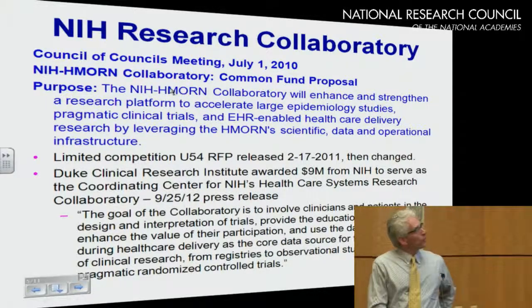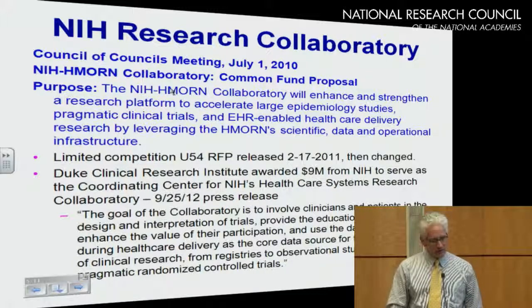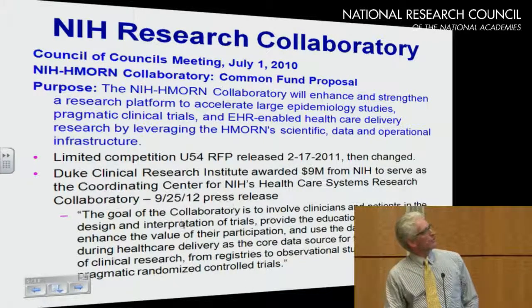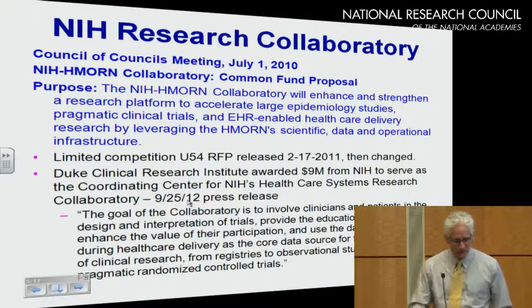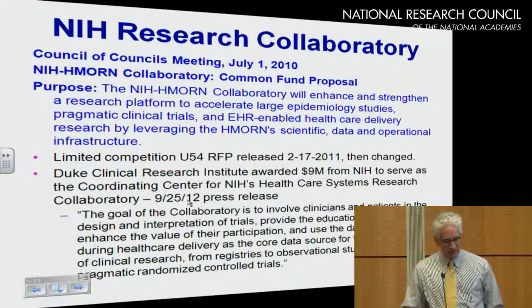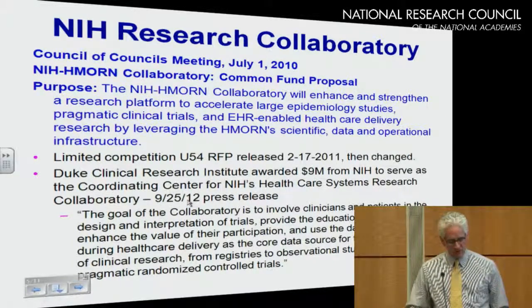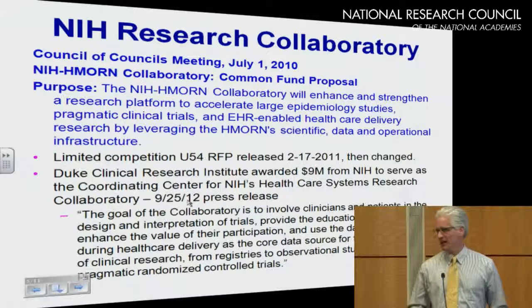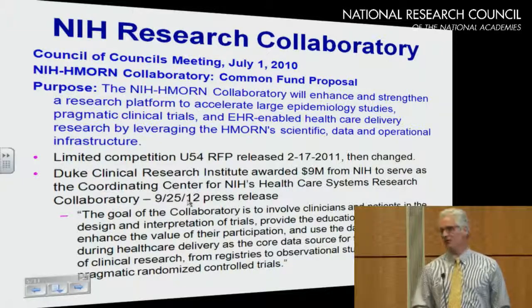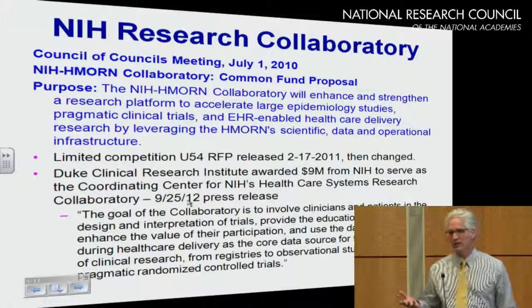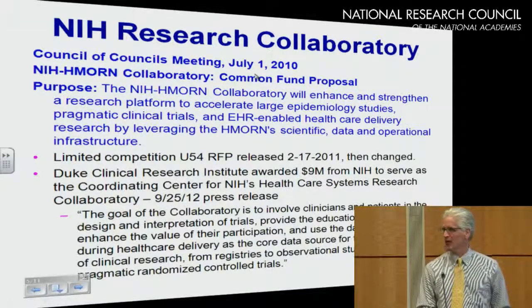So there was a limited competition U54 RFP that was released in February of 11, but then it was changed, and ultimately an award was given to the Duke Clinical Research Institute, $9 million from NIH, and the goal of that changed. In their September of 12 press release, they said the goal of this collaboratory was to involve clinicians and patients in the design and interpretation of trials, provide the education needed to enhance the value of their participation, and use the data collected during healthcare delivery as the core data source for the full spectrum of clinical research from registries to observational studies, et cetera. So it's slightly changed, and nobody knows exactly why that happened, but that I think was a big opportunity lost because those 19 institutions with 20 million patients, in the first one, I think could have produced something that was broadly, systematically useful. And in this case, I think only 2 HMO-RN members are working with Duke on this.